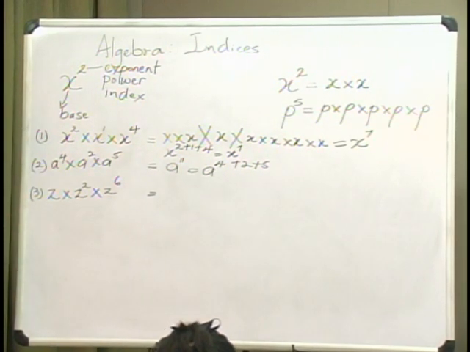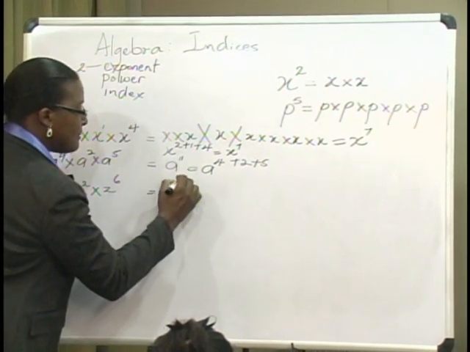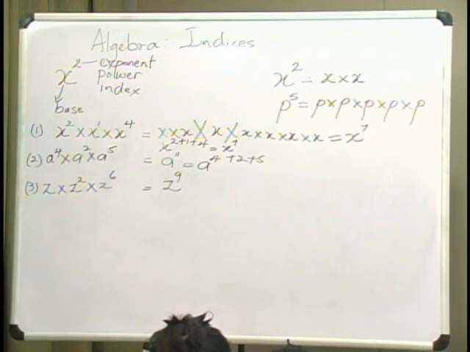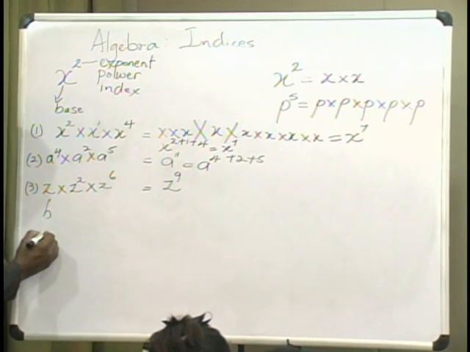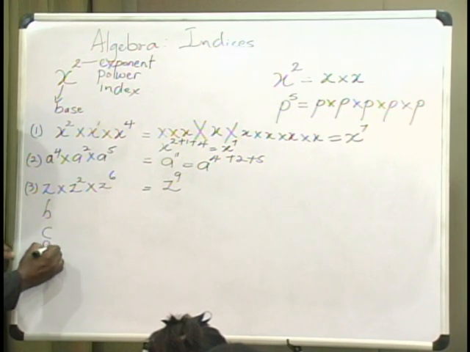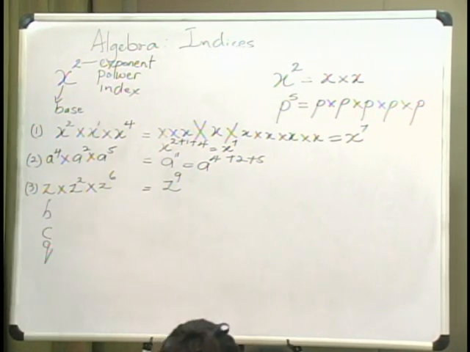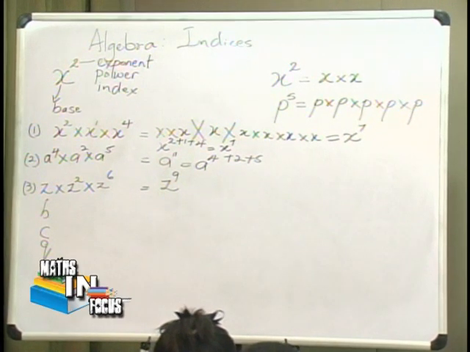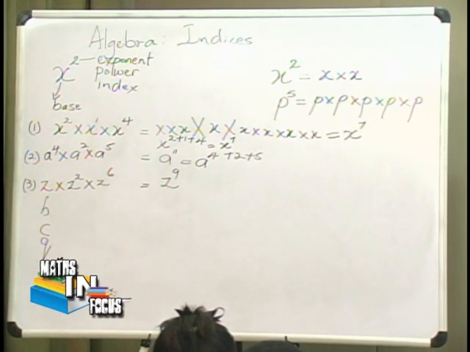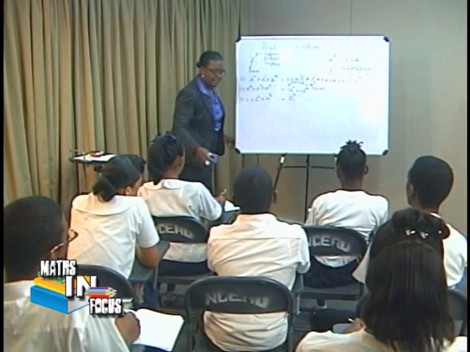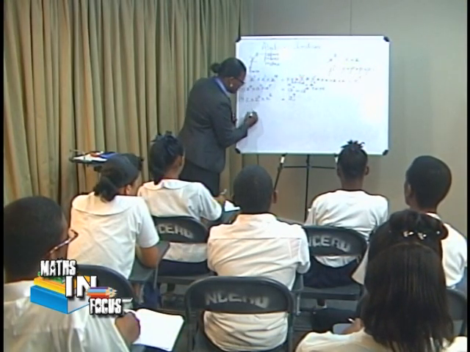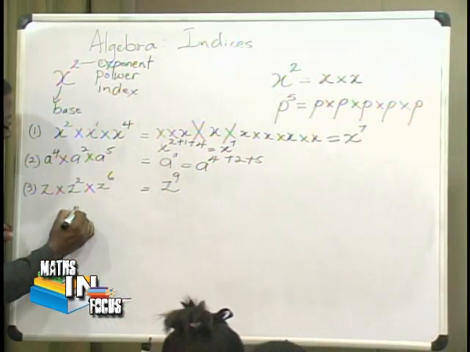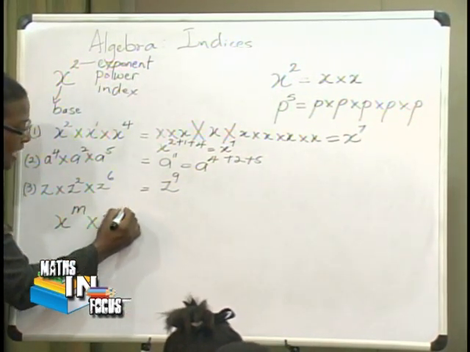And the last one would be set to the 9th power. And if we had B, or a C, or a Q, we would have taken the same approach. So now it's time for us to conclude based on what we found here. And we're going to use X and M and N to make our generalization. So we're saying X is the base, and it's X to the M times X to the N.